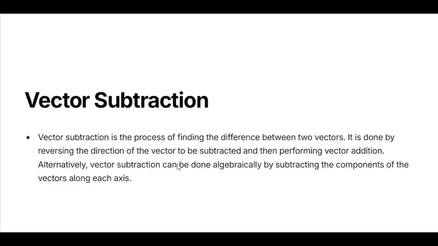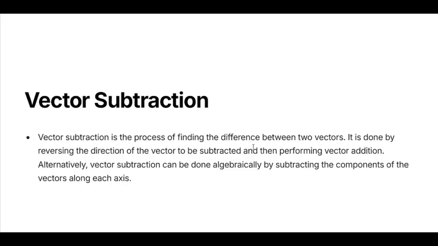Vector subtraction is the opposite of that. Subtraction is the same as it is mathematically, when you take a particular vector off another vector. It is the process of finding the difference between two vectors. It's usually done by reversing the direction of the vector and adding it to the other vector. Alternatively, vector subtraction can be done algebraically.